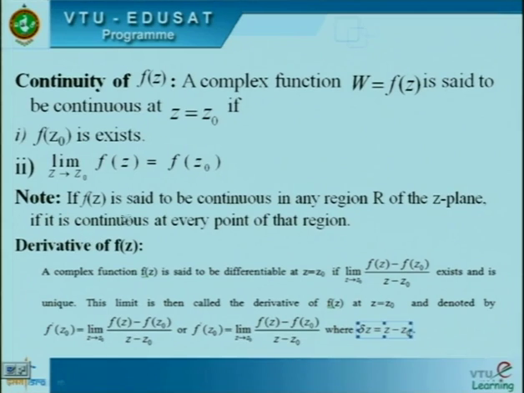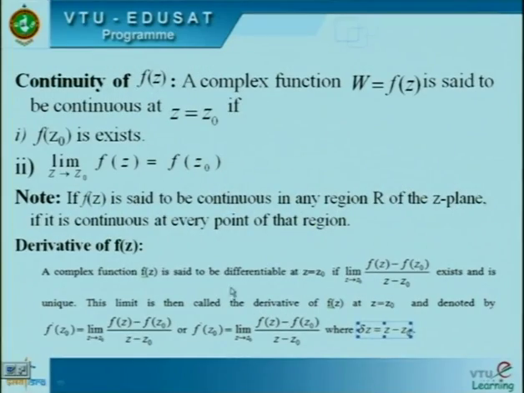Also note that f of z is said to be continuous in any region R of the z plane if it is continuous at every point of that region. It is similar to saying a function is continuous in an open interval means it must be continuous at every point in that open interval. Suppose the region, as we have discussed just now, is a closed disk or open disk or any type of region. In that case, at every point in that region the function must be continuous, otherwise the function is not continuous in that region.